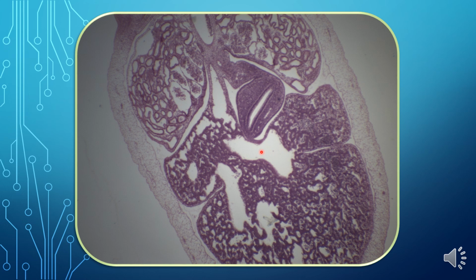You can see this is the large duct of the liver, the ductus venosus, and you can see the sinusoid of the liver, ventral mesentery, the stomach, and this is the inferior vena cava, dorsal mesentery, mesonephric glomeruli, mesonephric tubules, mesonephric duct, and peritoneal cavity.